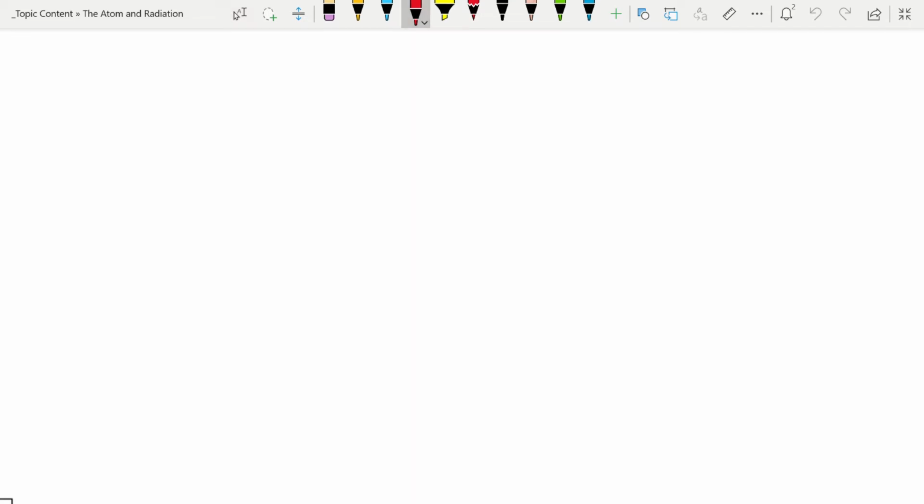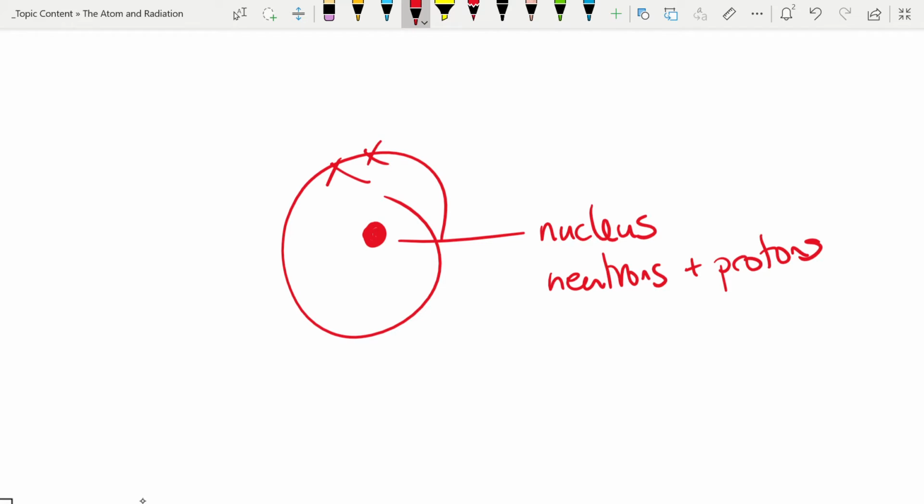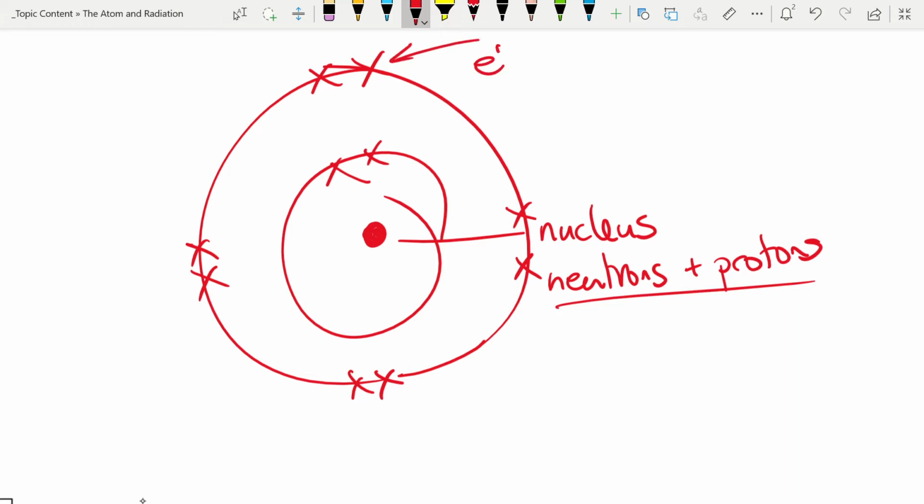Okay, in the last lesson we said that Rutherford discovered that an atom is made up of a tiny nucleus in its center that contains neutrons and protons, and then surrounding that it has electrons in shells. Okay, now we're going to look at the separate properties of each of those constituents. So we have the neutrons and protons and our electrons.